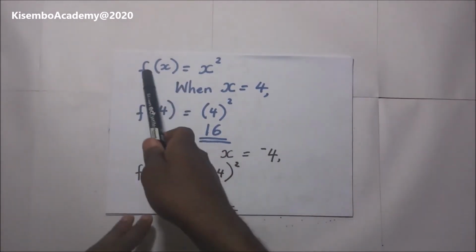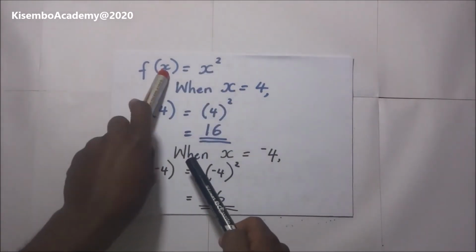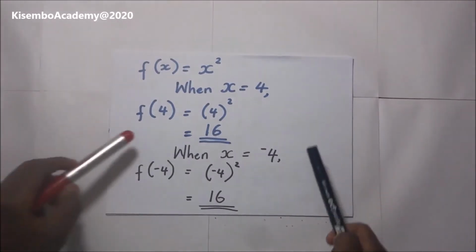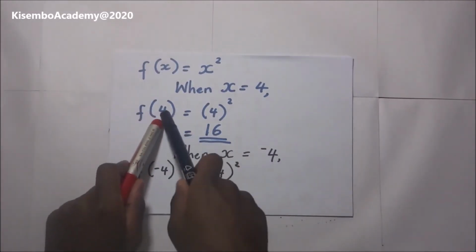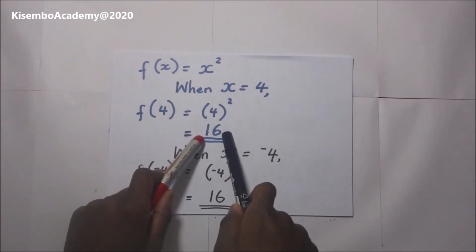We have a function f of x equal to x squared. Now the input value here is x, and it's giving us x squared. So now if in the place of x we put 4, this is going to become 4 squared. That's going to give us 16.